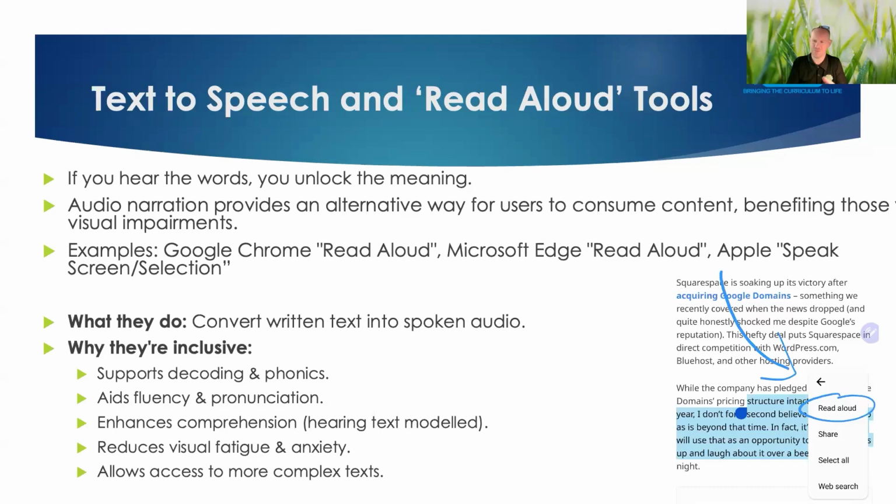They're all different. So if these tools are there, why are we forcing children into a one size fits all approach? Surely we've got to be making the most of all of these different tools that are at our disposal. So in terms of text and audio, it's supporting decoding and phonics, it's aiding fluency and pronunciation, it's enhancing comprehension, it's reducing that visual fatigue and anxiety, and it's allowing access to more complex text.